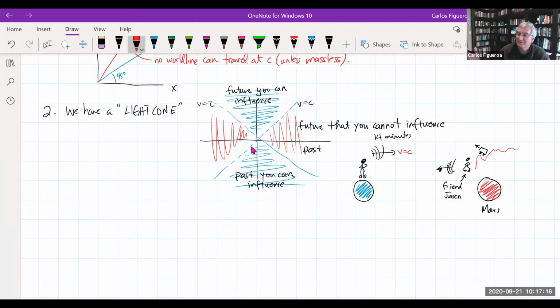What's going to happen? Well, you can't communicate. You can't communicate, right? Eventually, this is the past. It's going to come elsewhere. But what happens here is that this region is known as the elsewheres.